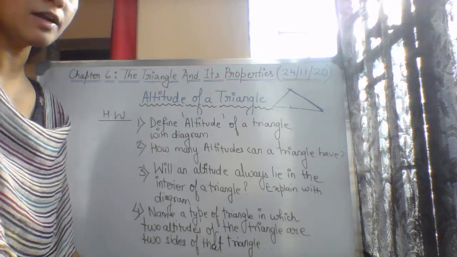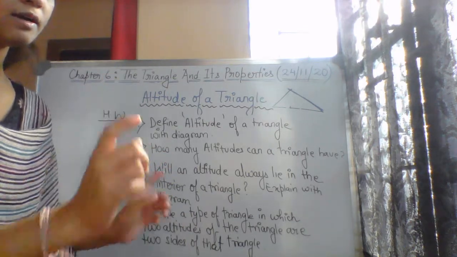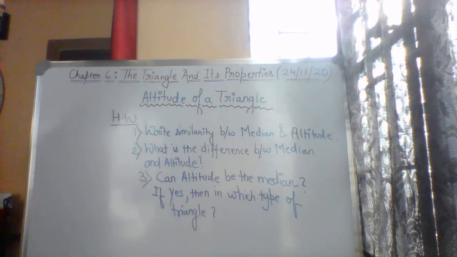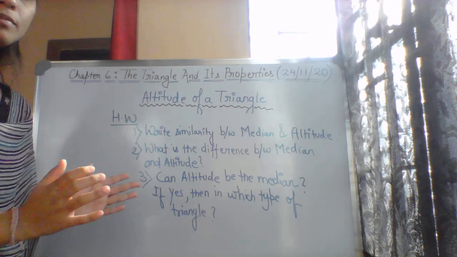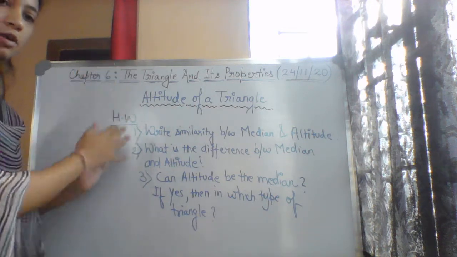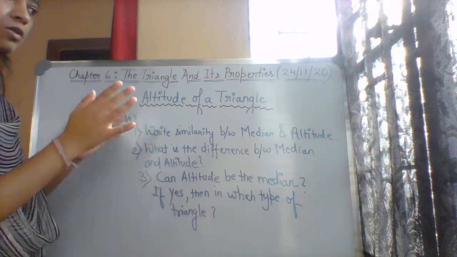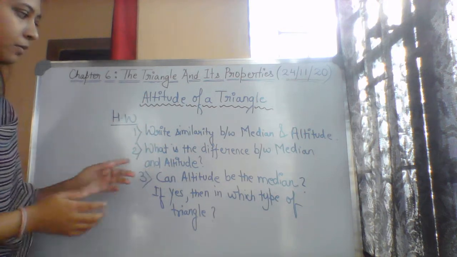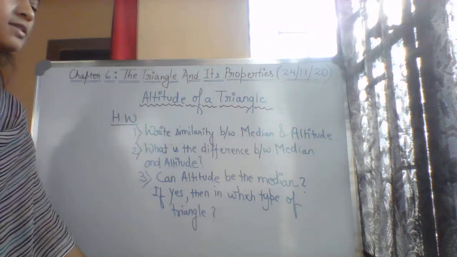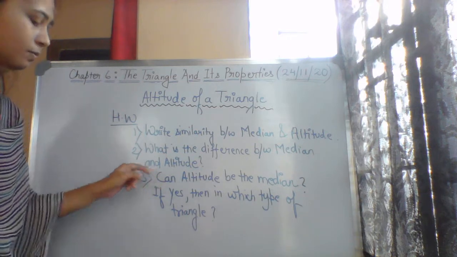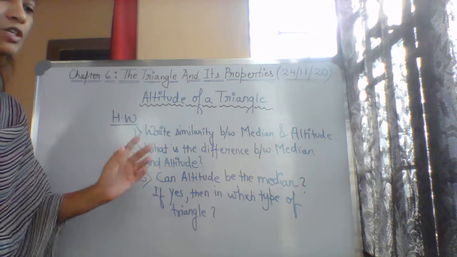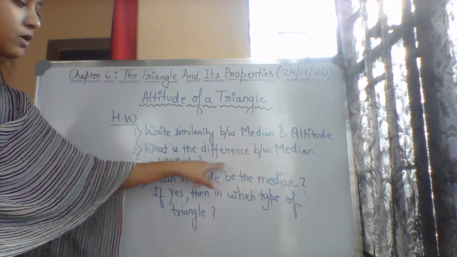Now a few more questions, that is the comparison between median and altitude. This is the common questions between median and altitude. First part is based on the median. Second part is based on the altitude. Now combining both of them. First question, what is the similarity between median and altitude? Already discussed in the video. What is the difference between median and altitude? From the definition only you will get the difference.